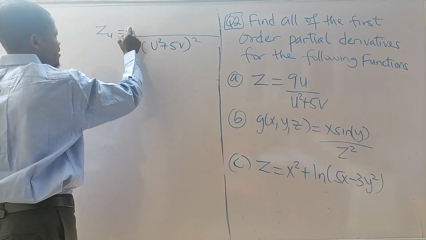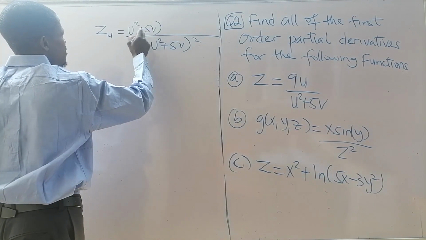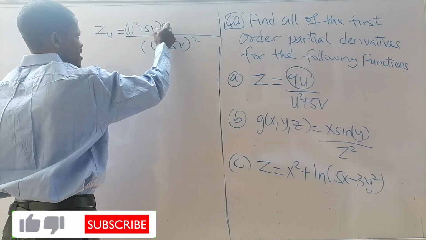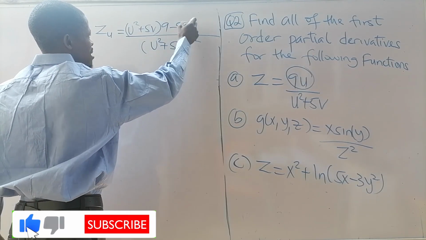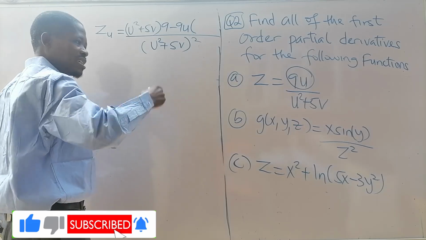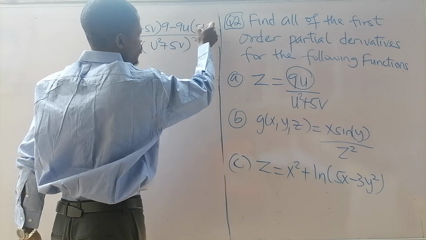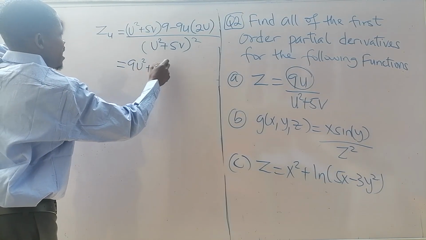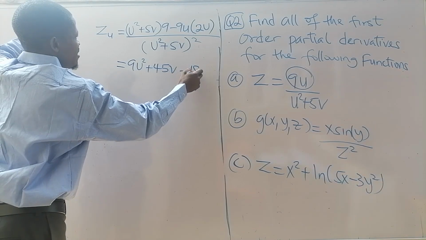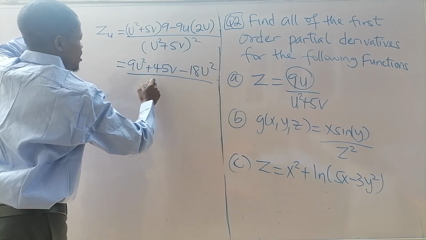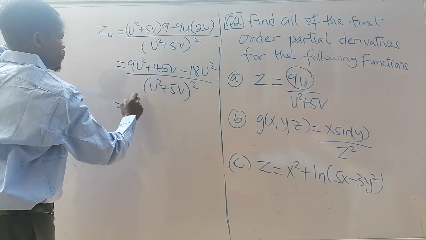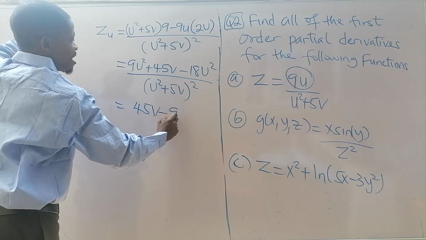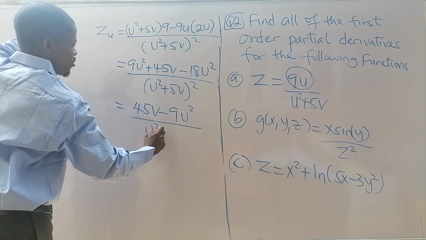Then the denominator, u squared plus 5v, times the derivative of the numerator with respect to u, times 9, minus the numerator times the derivative of the denominator with respect to u. That's 2u. So do your expansion. That will be equal to 9u squared plus 45v minus 18u squared, all over this one. So that will be equal to 45v plus 9u squared minus 18u squared, that's minus 9u squared, all over this one.